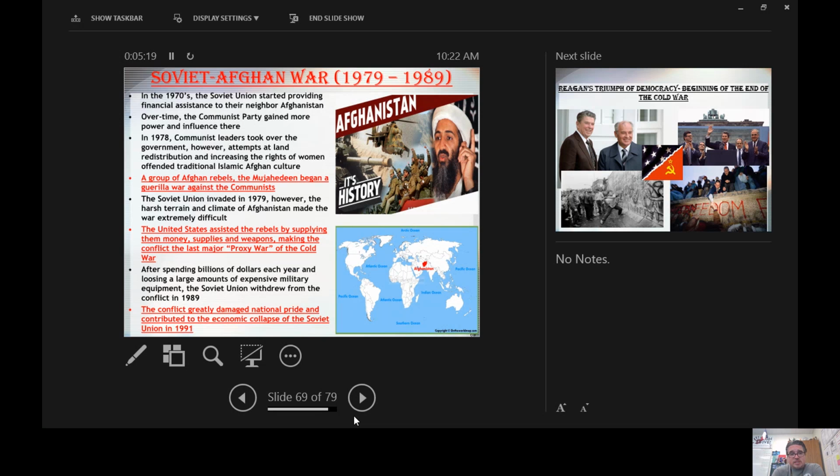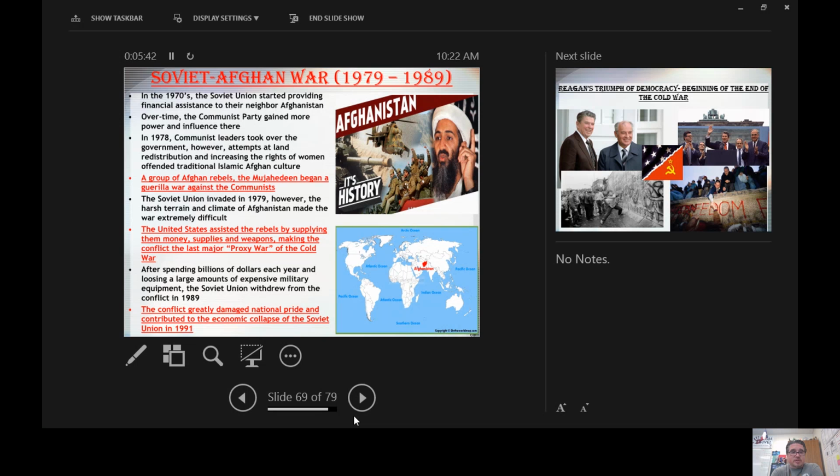The United States assisted the rebels by supplying them money, supplies, and weapons, making the conflict the last major proxy war of the Cold War. After spending billions of dollars each year and losing a large amount of expensive military equipment, the Soviet Union withdrew from the conflict in 1989.